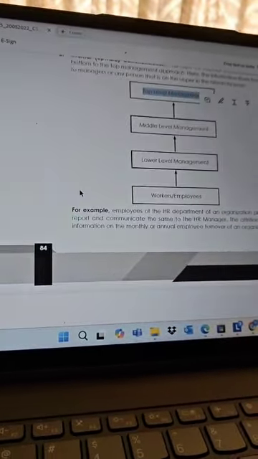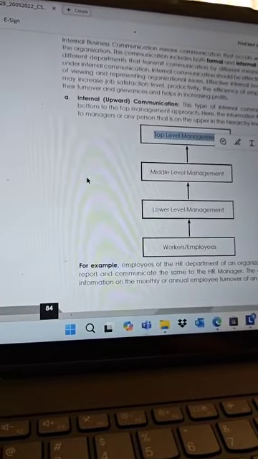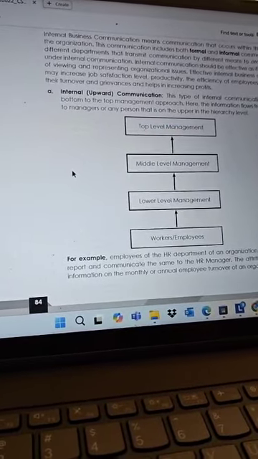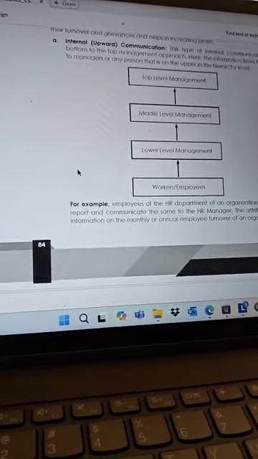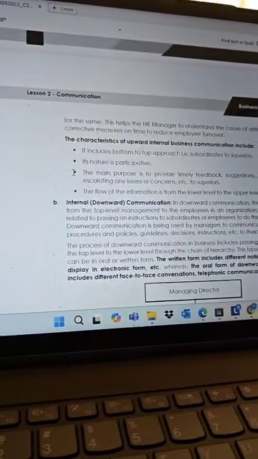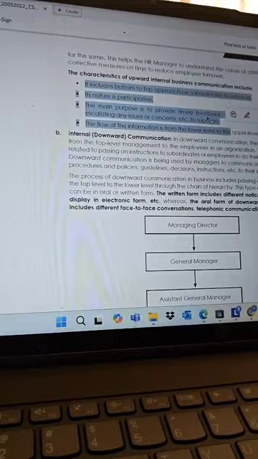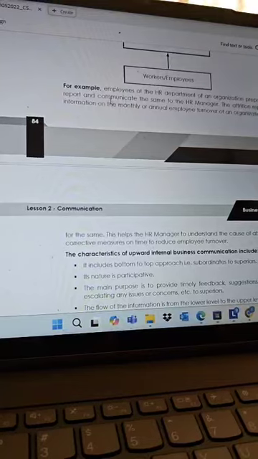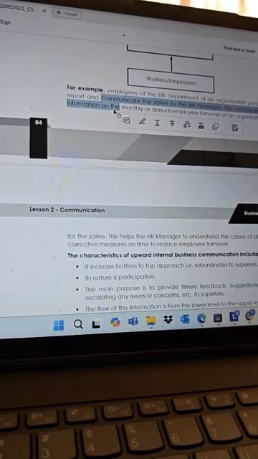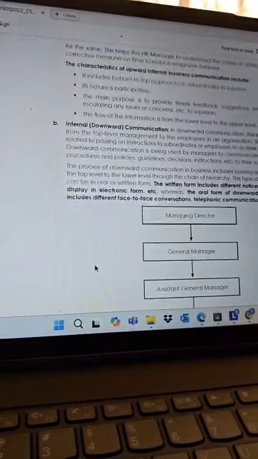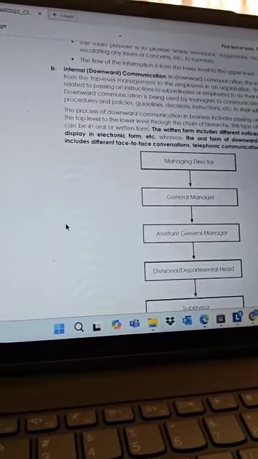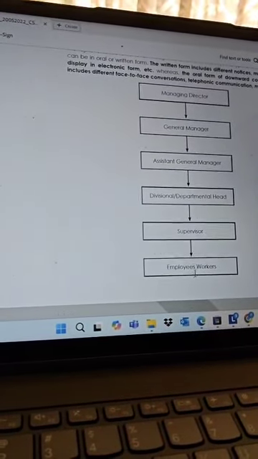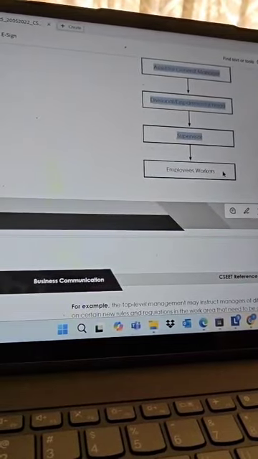Now what can be the reason for upward communication? Giving some ideas, solutions, telling them about their complaints, their issues, or talking about salary hikes or whatever issues they are facing. All that comes under internal upward communication. There are some characteristics. Read it, and they have also given examples. In the exam they can give you this example and tell you to identify which type of communication this belongs to. So you should be able to understand. Downward communication is completely opposite. From the managing director it goes to the level below, the GM, from the GM to the assistant general manager and so on. And the last one in the hierarchy is employees or workers.